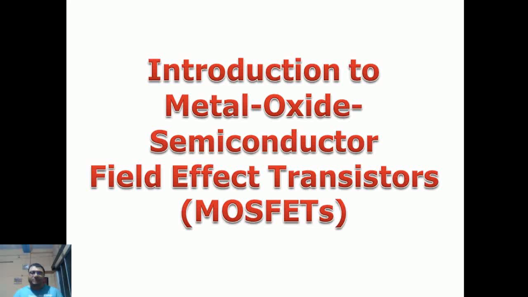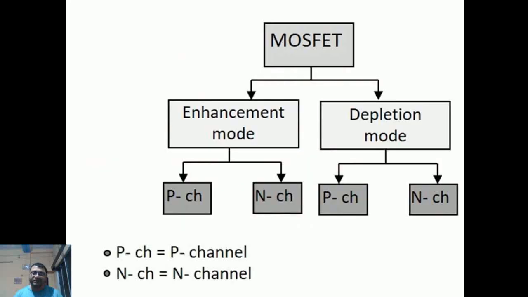We have studied the BJT, the bipolar junction transistor. So we have a fair idea about what a transistor is, but a MOSFET is something of a different type. So we'll discuss the MOSFET, its structure and its characteristics in our coming slides. Let us start with the classification of the MOSFET.